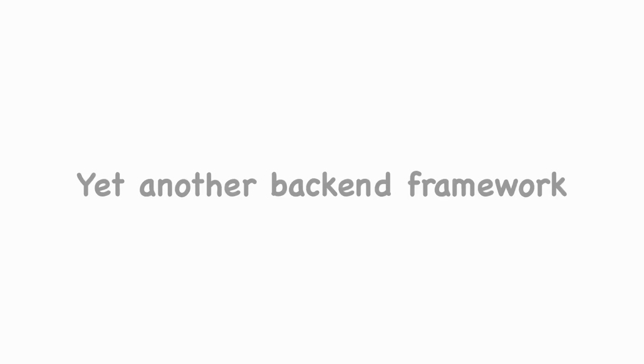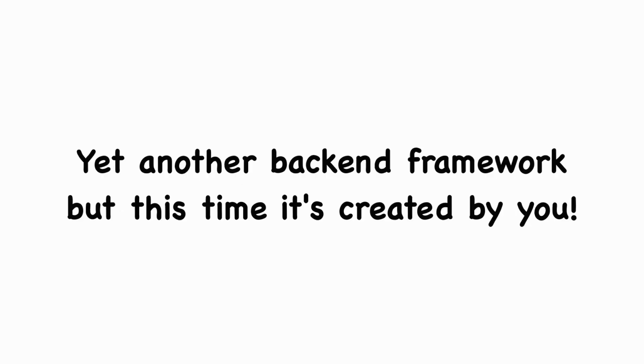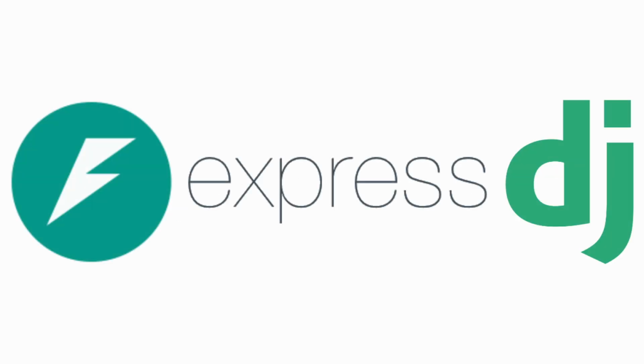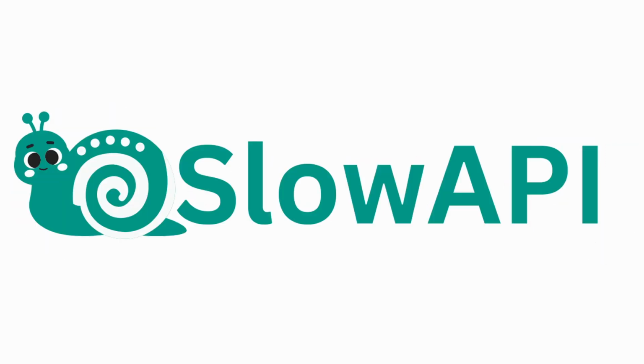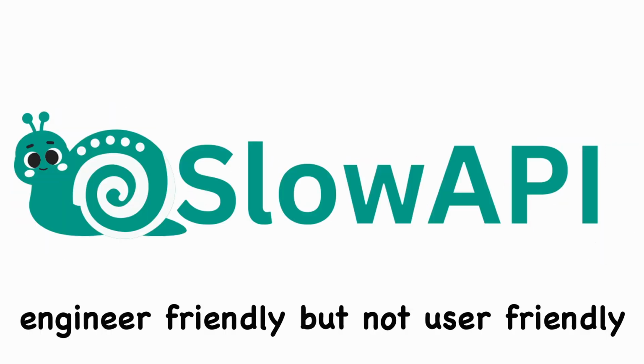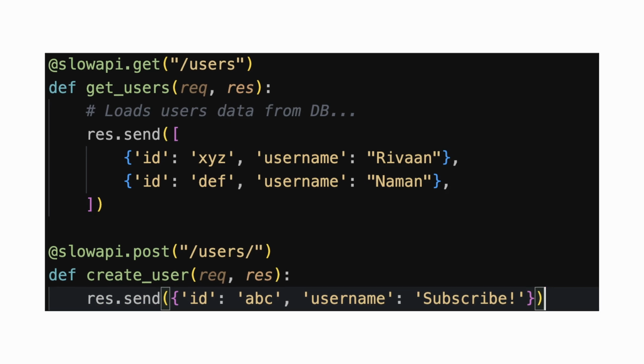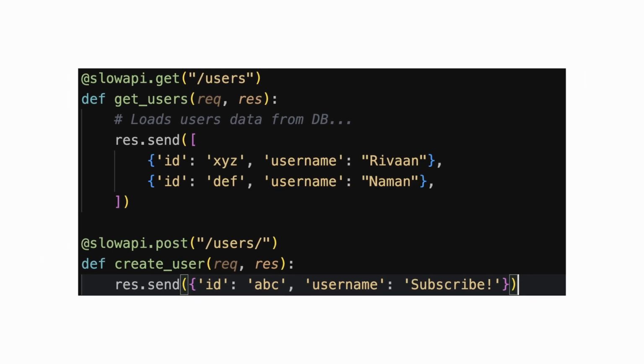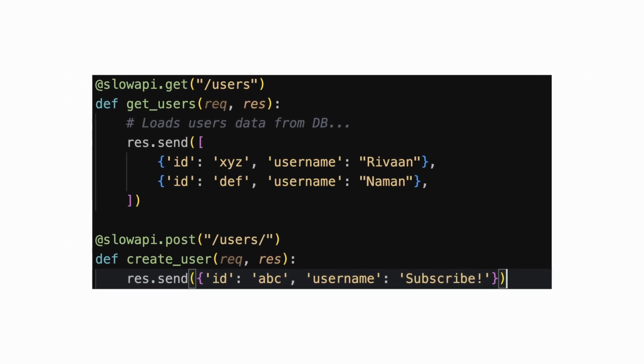In this video, we'll be creating our own backend framework in Python from scratch, similar to FastAPI, Express, and Django. In fact, we'll be taking design inspiration from these frameworks and create something that's engineer friendly. We'll start off by learning how to handle routing of different HTTP methods like get, post, and delete.